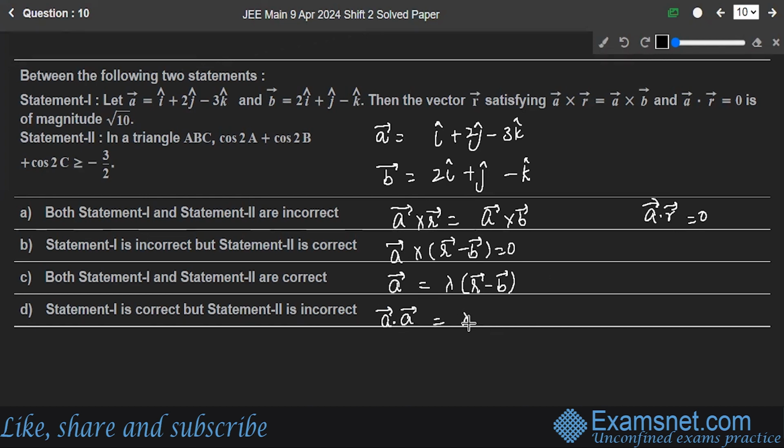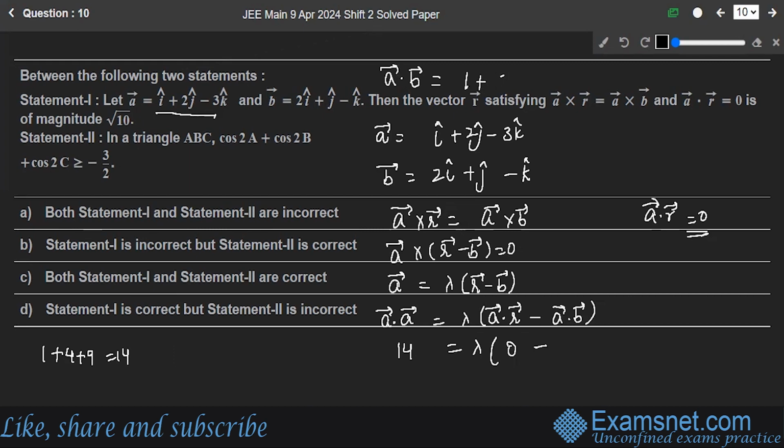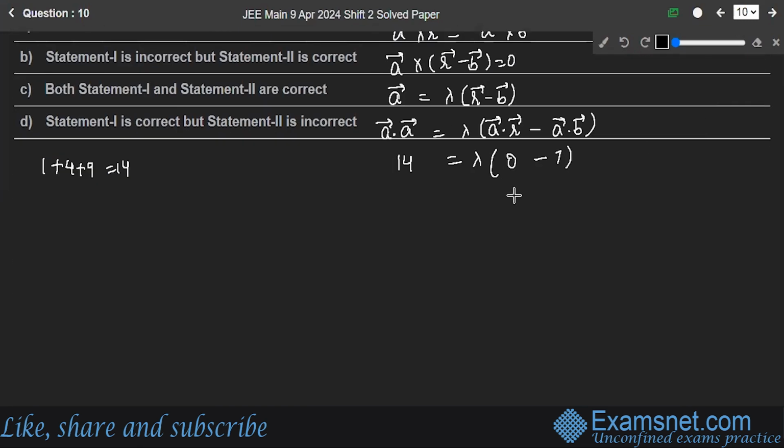So A dot A vector will be given as lambda times A dot R minus A dot B vector. What is A vector's A dot A? This will give you 1 plus 4 plus 9, that is equal to 14. So 14 is equal to lambda times A dot R, which is 0, minus A dot B. So the dot product of A and B will give you 2 plus 2 plus 3, that is equal to 7. So you will get the value of lambda as minus 2.